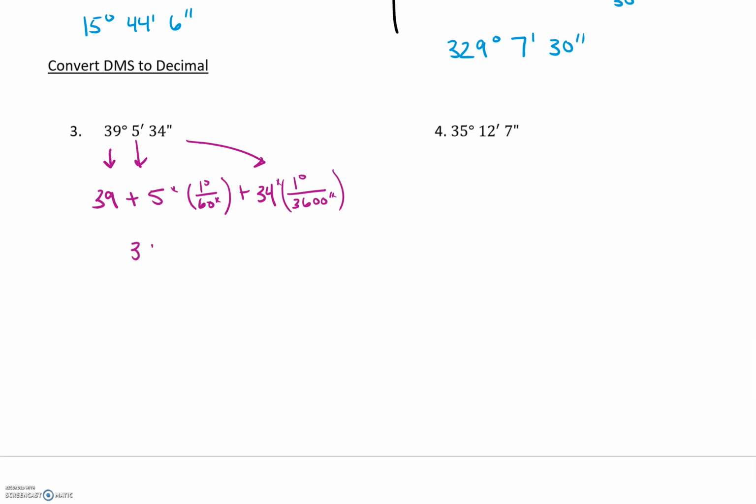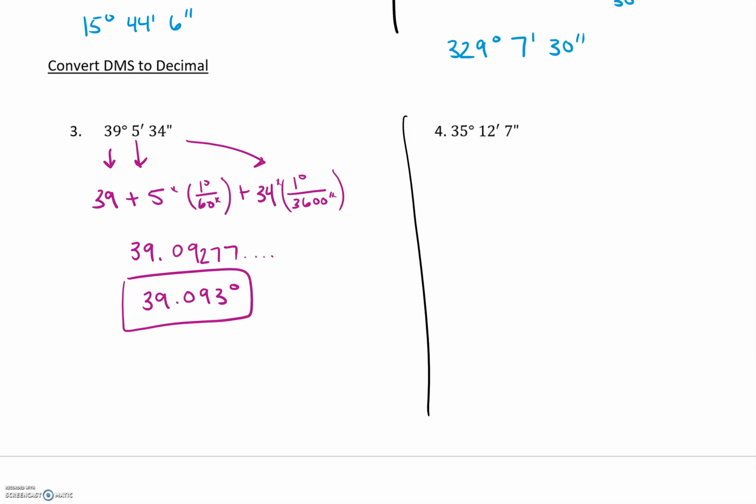And if we get a decimal, you'll notice it goes 39.09277 and then keeps going on. We just want to go 3 decimal places, so we're going to go ahead and round to 39.093 degrees. And that would be your final answer. So let's look at one more example.